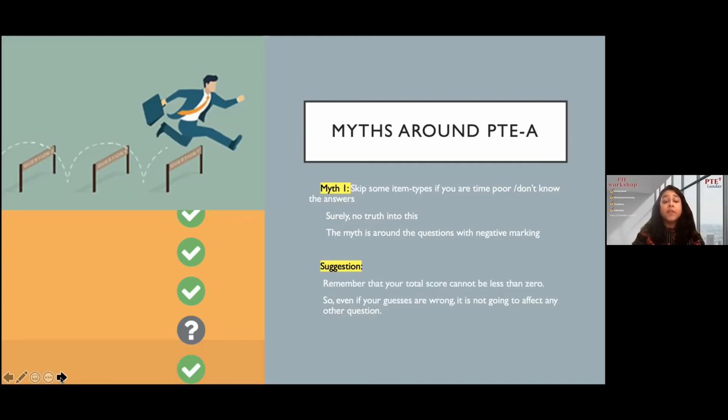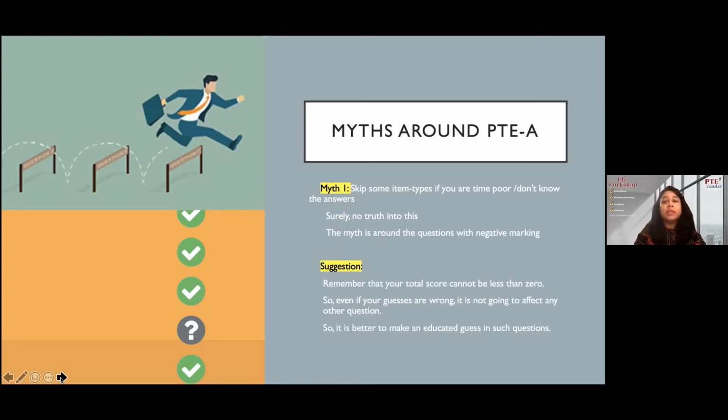So even if you're not very sure, just choose one option, because that is not going to impact any other questions. And the worst is you are going to get 0. You're going to get 0 either way, even if you skip it. So let's take your best educated guess and try to answer it. So don't skip any question.